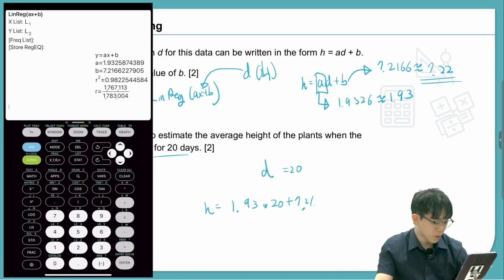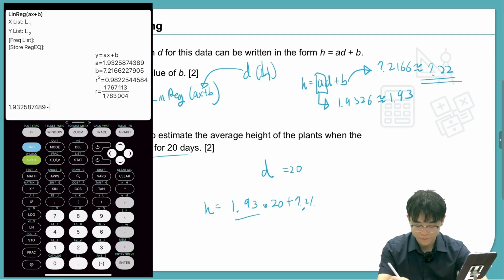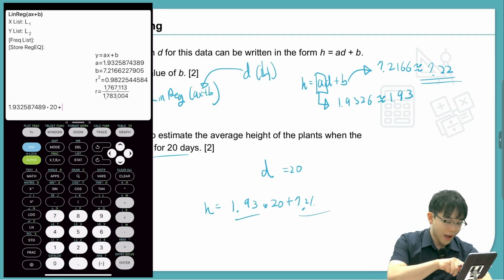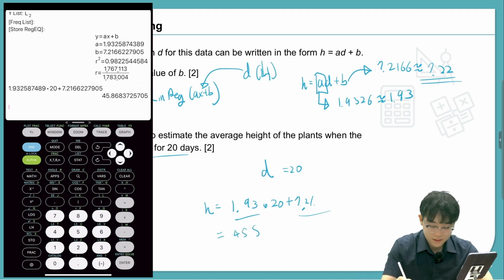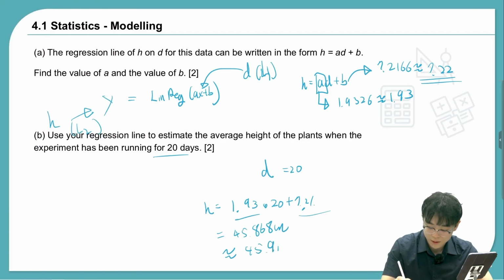So we're going to do 1.9325874389 times 20, right? Although in writing I truncated it. And then we want to add 7.2166227.905 as far as the calculator shows, even though in writing I just wrote it until 3 sig figs. Okay. So that gives me 45.868 meters, so that would round to roughly 45.9 meters.